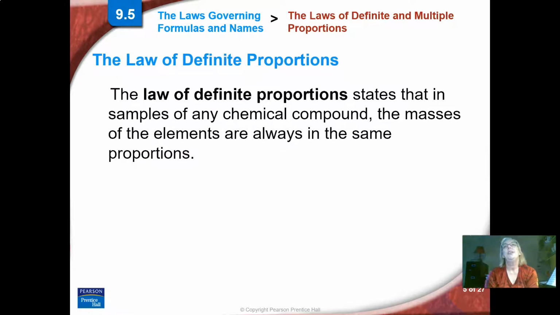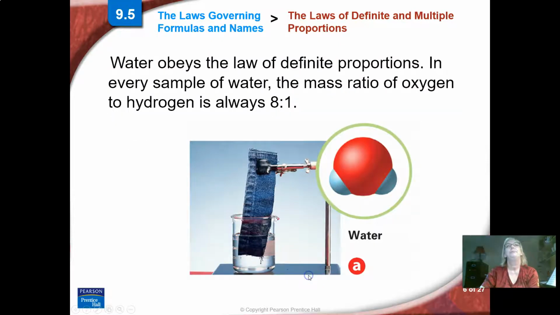So this first law, the law of definite proportions, states that in samples of any chemical compound, the masses of the elements are always in the same proportion. So it's like H2O always has 2 hydrogens, always has 1 oxygen. So 2 hydrogens weigh 2 grams and oxygen weighs 16. So it's always a ratio of 2 to 16. So that's the law of definite proportions, and it never changes because H2O is always that formula.